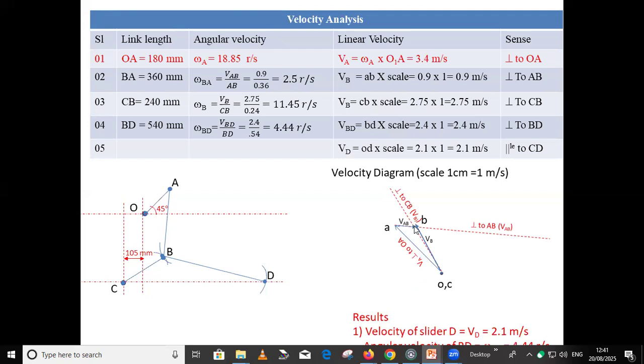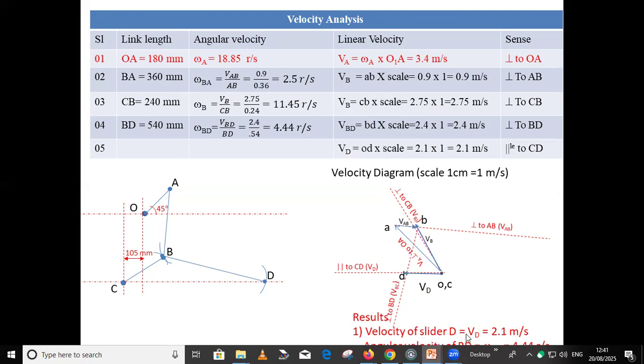Then we have one more point, that is point D, the slider orientation. So the slider is sliding in horizontal direction. So we'll draw one horizontal line and one vertical line, perpendicular to link BD, that is the tangential line. So this horizontal and vertical line will intersect at one point, and that is the position of slider D. So you can connect D and B and D and C. So you can measure this velocity of slider D. This distance is around 2.1 centimeter. It is 2.1 meter per second. And we have angular acceleration.